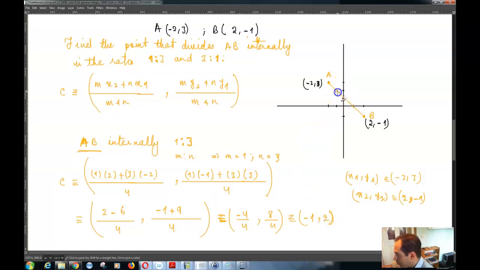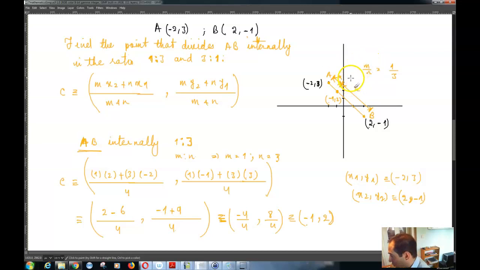And -1 comma 2 would be this point over here. So what this means is that this point -1 comma 2 basically divides AB internally in the ratio 1 to 3, meaning that if I call this distance m, and this distance n, then m to n is equal to 1 to 3.